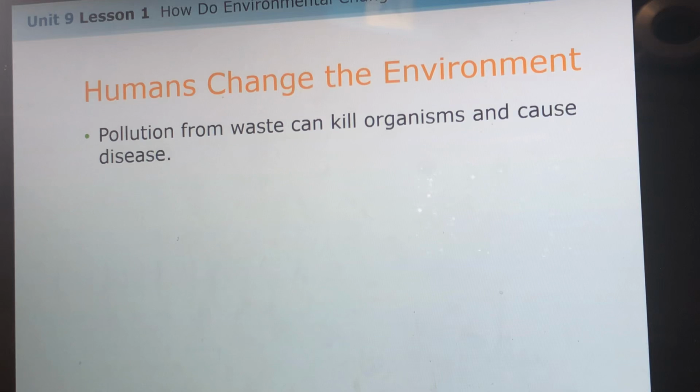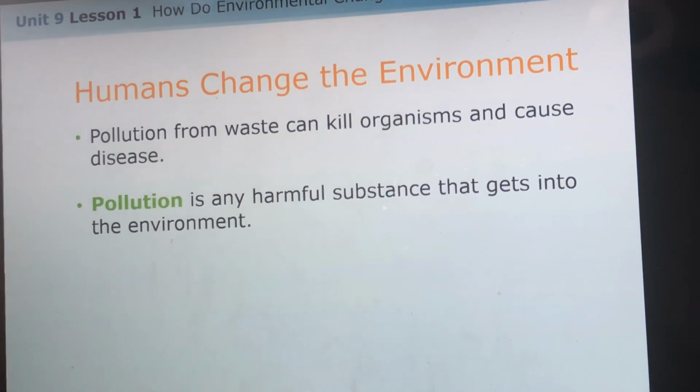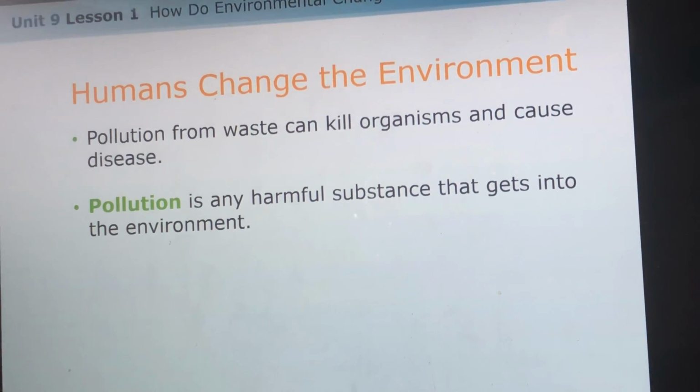Pollution from waste can kill organisms and cause disease. Pollution is any harmful substance that gets into the environment. Anything that causes harm to the environment can be called pollution.